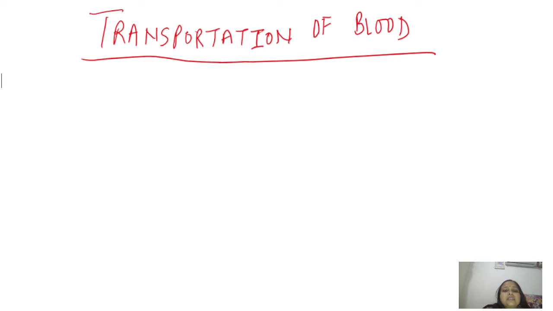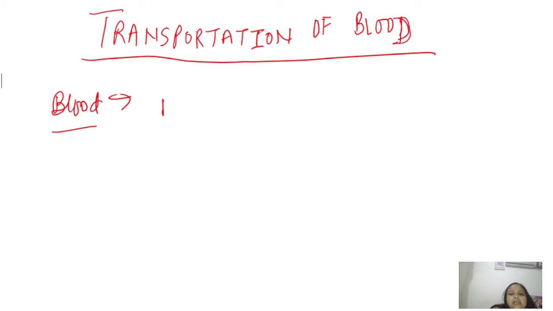Hello students, today our topic is transportation of blood. So how the transportation of blood happens, we are going to read it here. Okay? So before describing its transportation, we should understand about the blood.